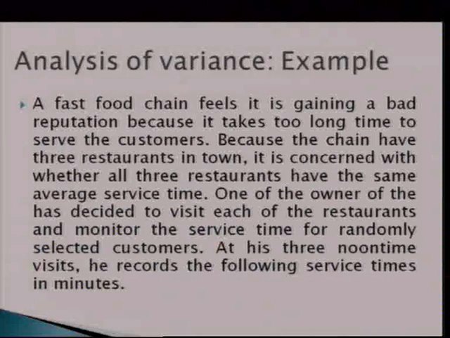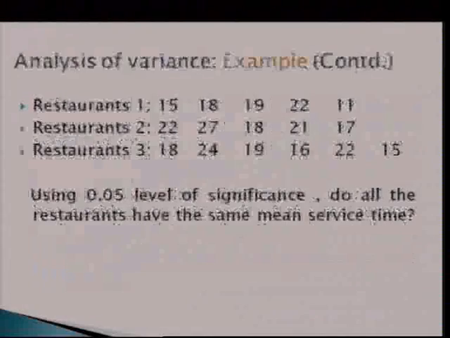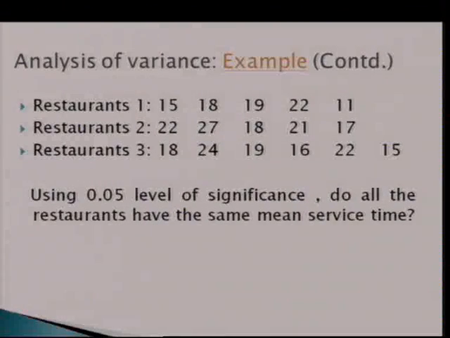At his 3 noontime visits, he records the service times in minutes. From restaurant 1, the first customer has been served in 15 minutes. Similarly, the second is 18, third 19, then 22 and 11 minutes. Similarly for the other restaurants 2 and 3. So in total, 5 customers have been chosen from restaurant 1, 5 from restaurant 2 and 6 from restaurant 3 randomly. Now the level of significance is prescribed to us as 0.05. The question is: do all the restaurants have the same mean service time?